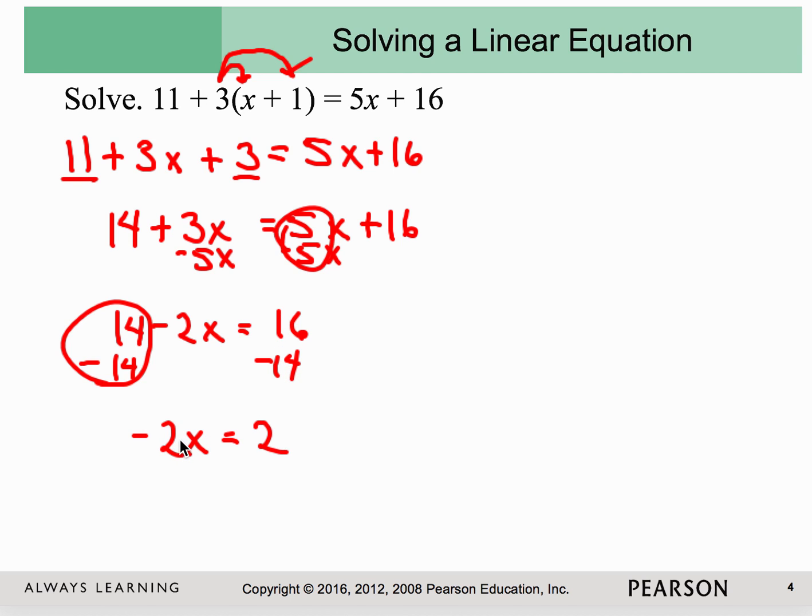Now undo anything being multiplied by your variable. Since it's multiplied by negative 2, let's undo it by dividing by negative 2, both sides. Negative 2 divided by negative 2 is 1. So 1x equals 2 divided by negative 2, negative 1. And I'll leave the checks to you now. But ideally, you should check your answer, particularly if you're on a test, right?